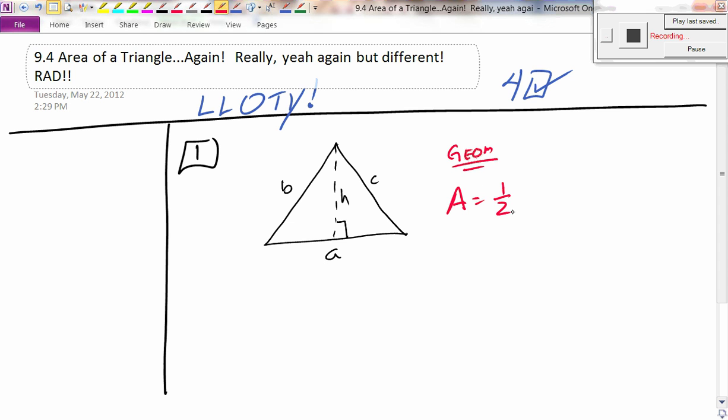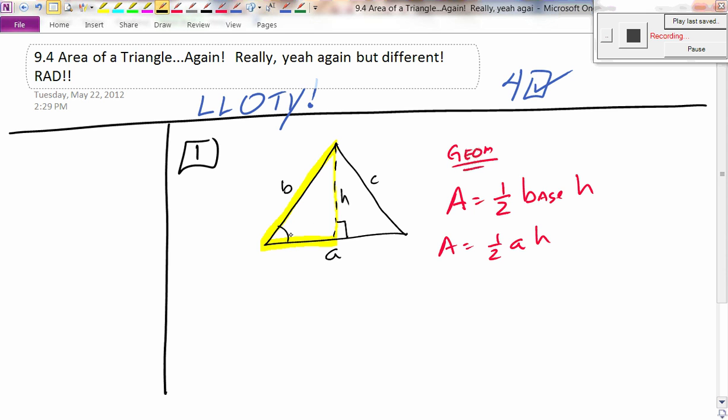Area is 1/2 the base times the height, right? In this case, that would be 1/2, and what I have as base is A, and height is H. Is that correct? Okay. So here's the trick. What if I don't have H? What if I am not given a height? Instead, let's say I have this triangle, this yellow triangle that I'm drawing for you.